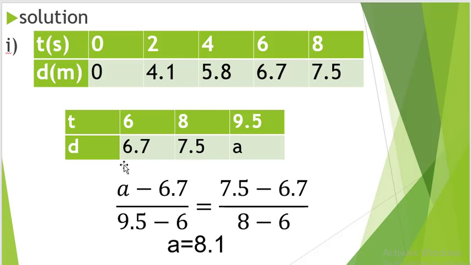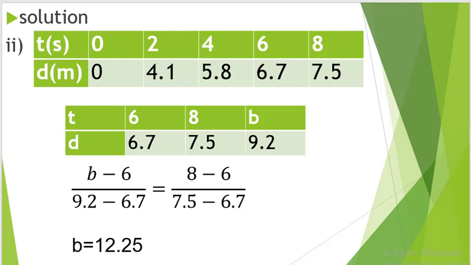We shall start with locating our first value of t, 9.5, and it's at the extreme. That means we shall consider this value, and then put one other value, which is the unknown, which is this. Now our unknown is at the extreme end. Now we shall say change in y, which is a minus 6.7 over 9.5 minus 6 is equal to 7.5 minus 6.7 over 8 minus 6, and then when you make a the subject, you come up with 8.1.